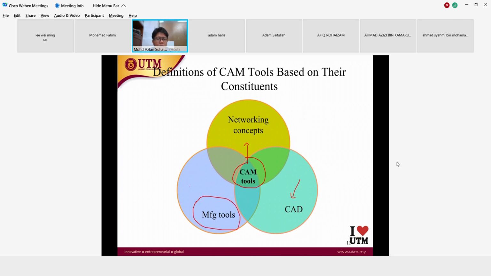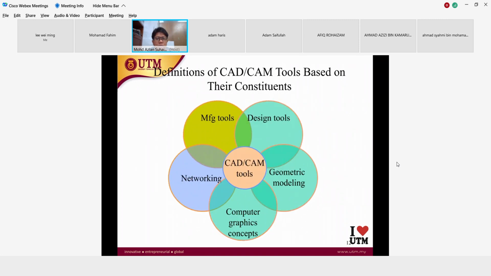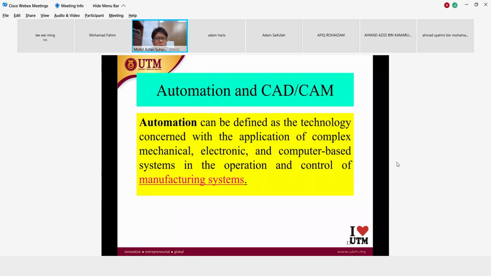For example, graphic tools and etc. So if you combine all this together, you can have CAD CAM tools. Then you can also have automation. Automation means you need fewer workers, so everything is automated, right?